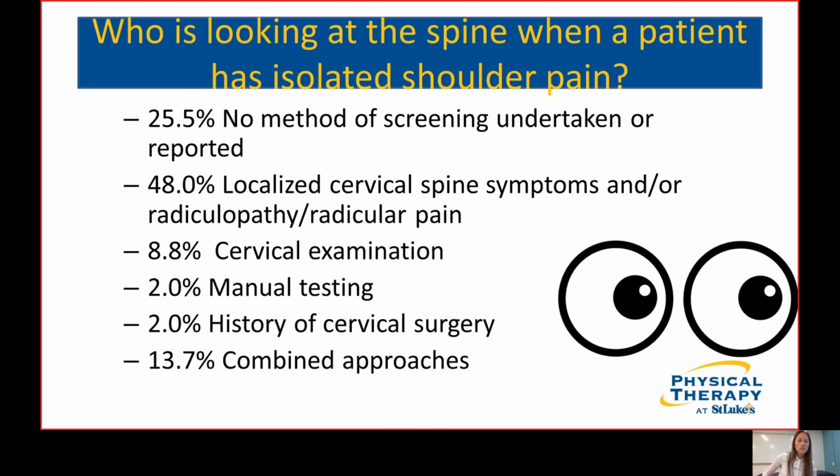So let's look. Who's actually looking at the spine when a patient comes in with isolated extremity pains? Walker et al. last year released a systematic review of over 100 randomized controlled trials, looking specifically at patients who had isolated shoulder pain. It's a very common diagnosis with limited diagnostic accuracy. There's a high correlation to the cervical spine, and there's no set way to rule out the spine that's consistent across our field. Their hypothesis was that this impacts recurrence rates.